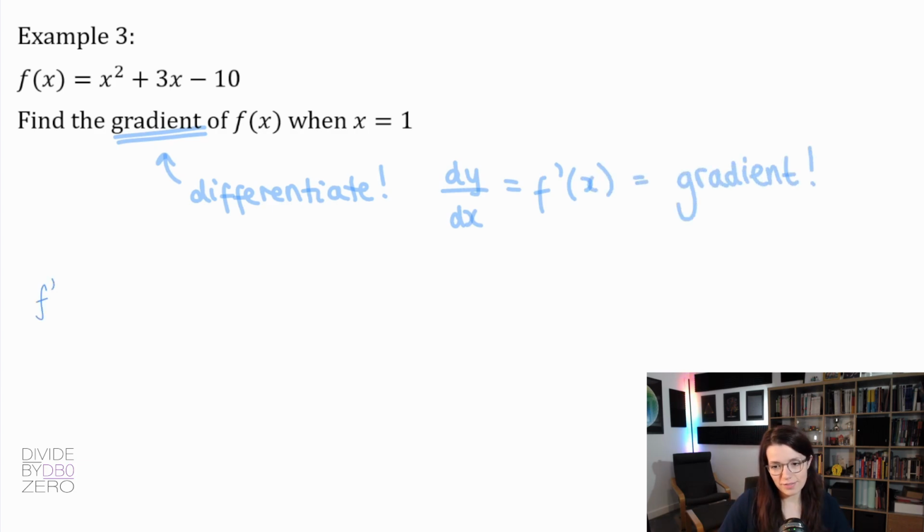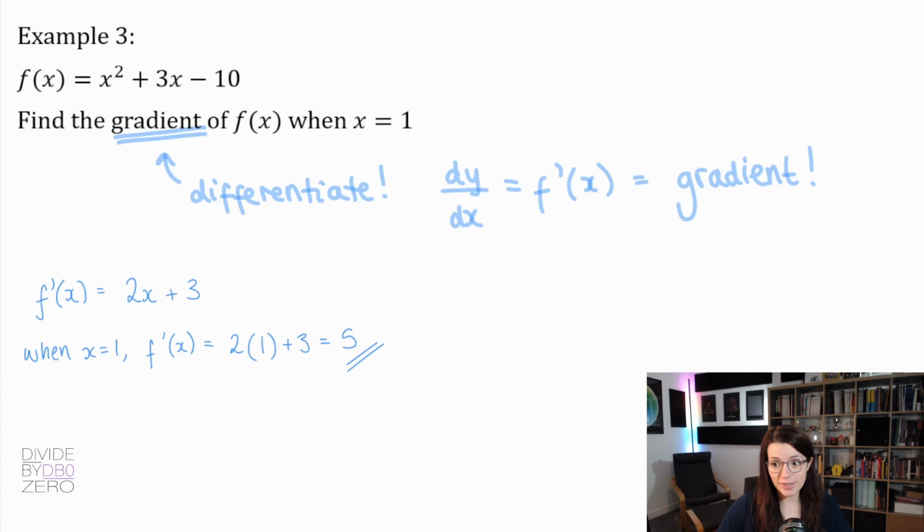So if we find f dash of x in this case, it's going to be 2x plus 3. And then they want to know the gradient when x is equal to 1. So all you need to do is substitute 1 in for x. So when x equals 1, f dash of x is going to be 2 times 1 plus 3, which is 5. And that's it.